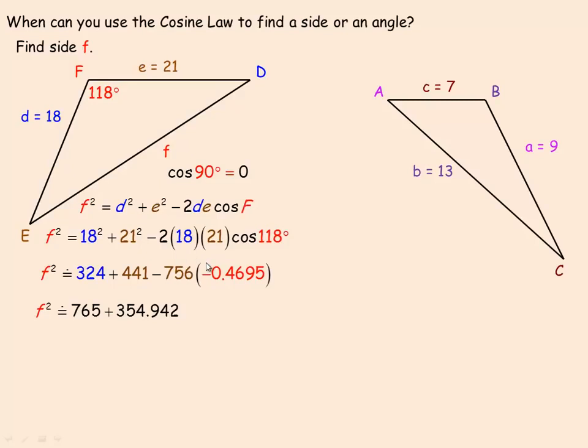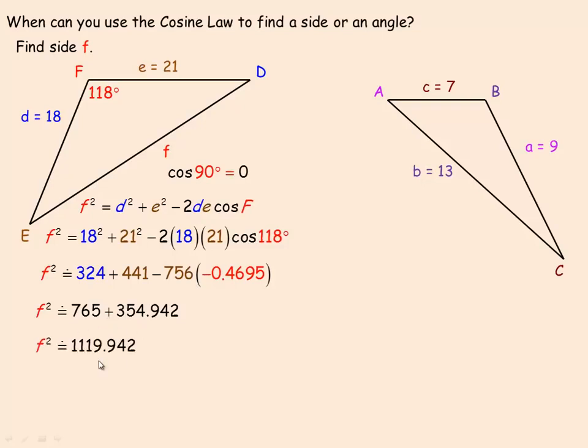And so remember, multiplying two negatives works out to be a positive. So this actually works out to be 354.942. These two numbers add together to give you the 765. So these two add to 765, and this will be a plus 354.942 because you're multiplying two negatives to give a plus here.